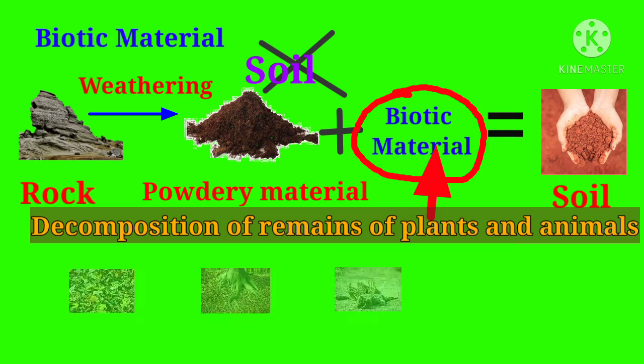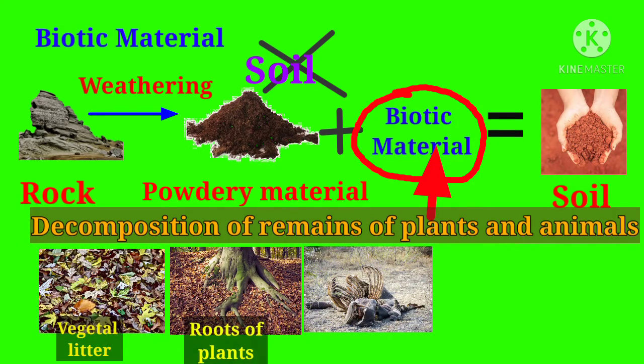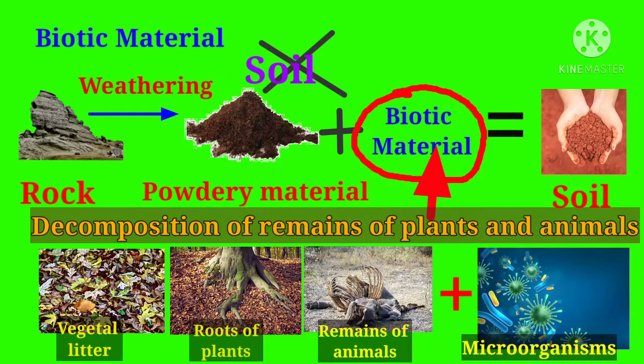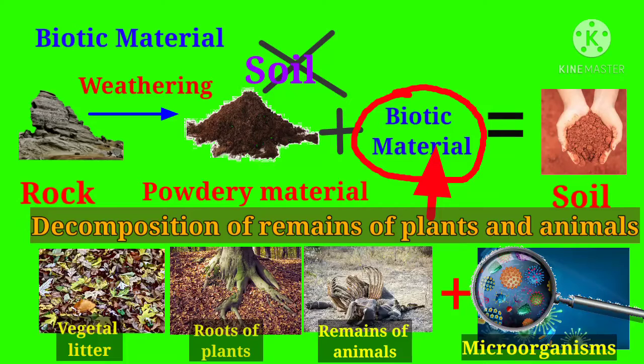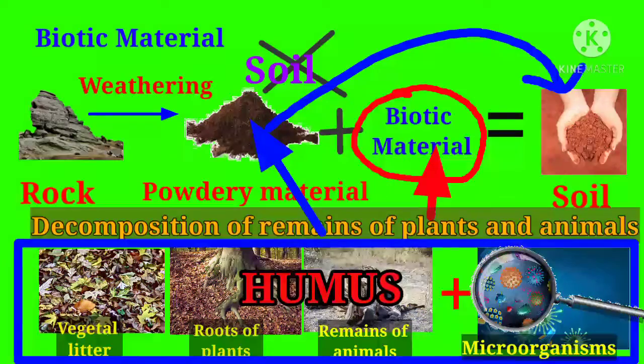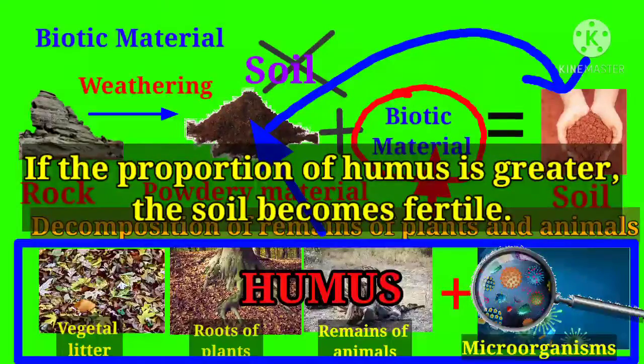The vegetal litter, roots of plants, remains of animals, etc. get decomposed due to water. Microorganisms and certain other organisms help decompose the dead remains of organic material. The biotic material thus produced gets mixed into soils and it is called humus. If the proportion of humus in the soil is greater, the soil becomes fertile.